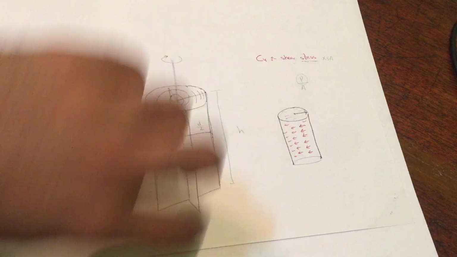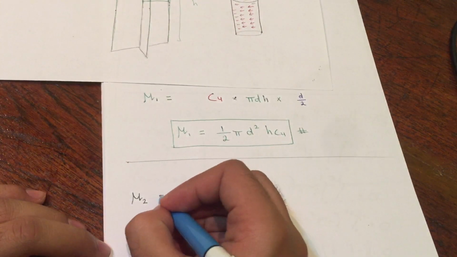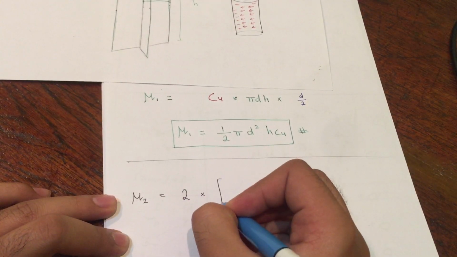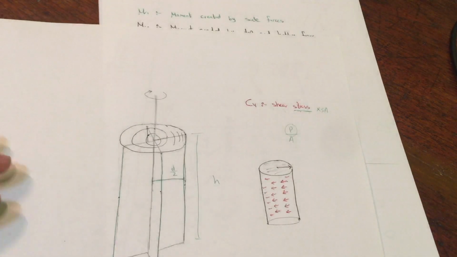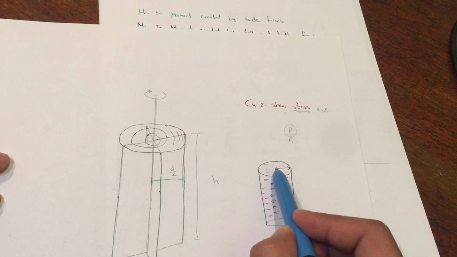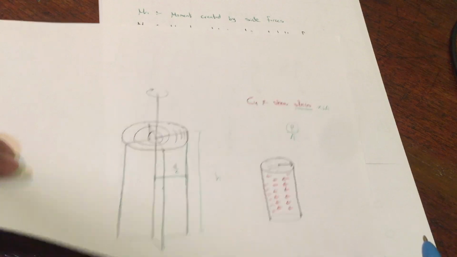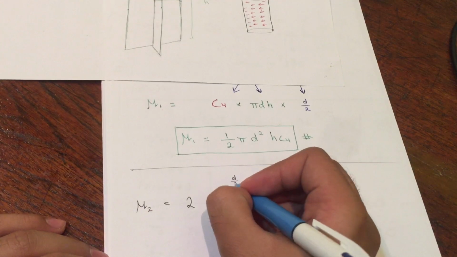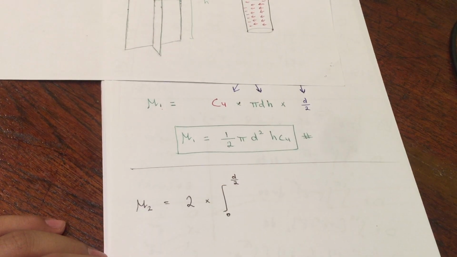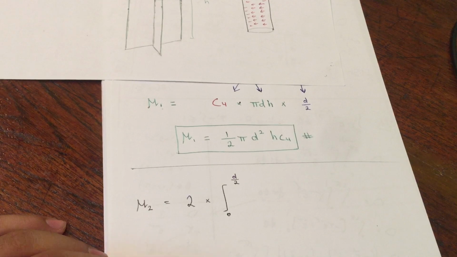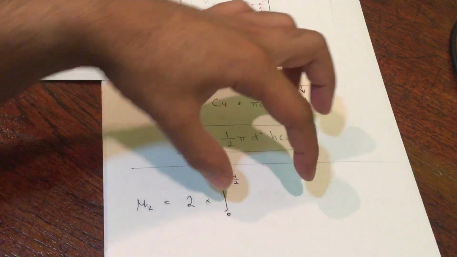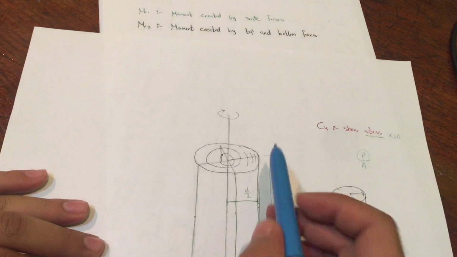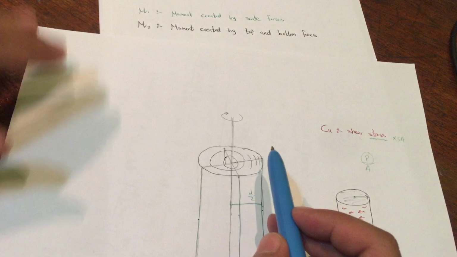Because we are having top and bottom, we are going to say that moment 2 is equal to 2 times the integral. What's my integral? It is from radius 0 to radius d over 2. So from 0 to d over 2. And what am I going to calculate for each circle of them?